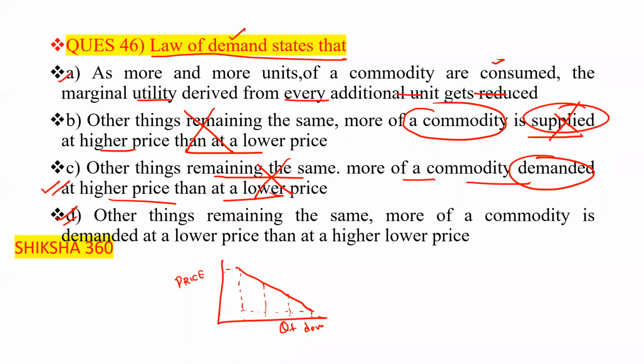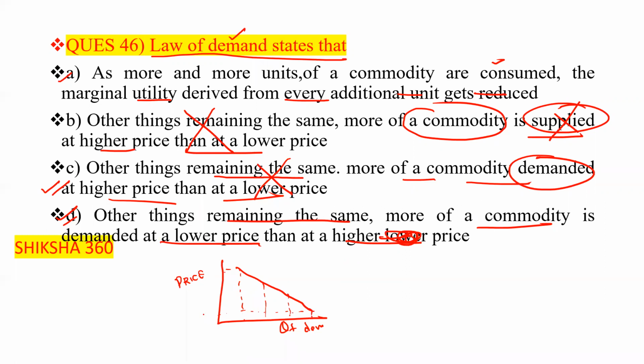Option number D is, other things remaining the same, more of a commodity is demanded at a lower price than at a higher price. So this is the same thing they are saying.